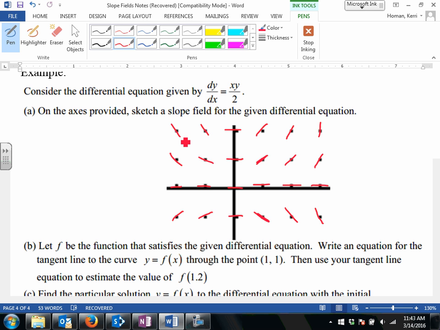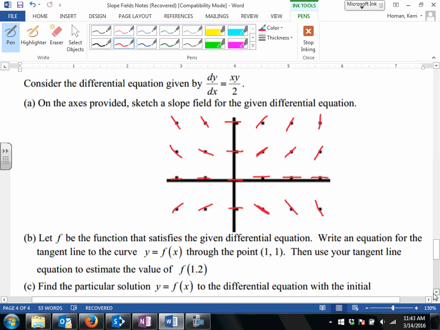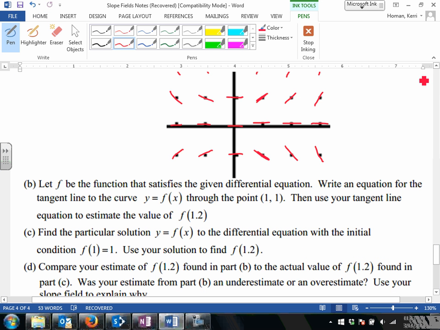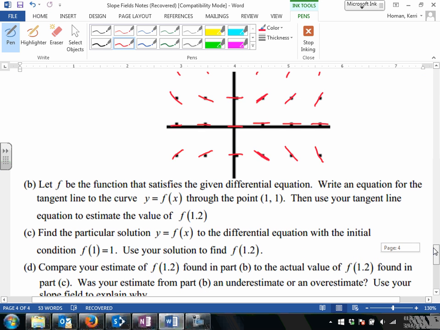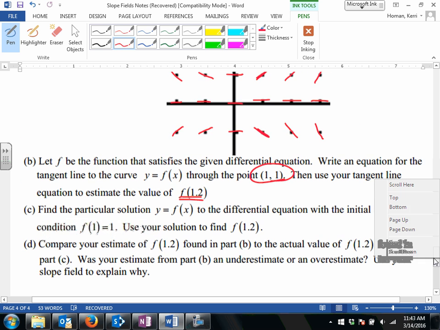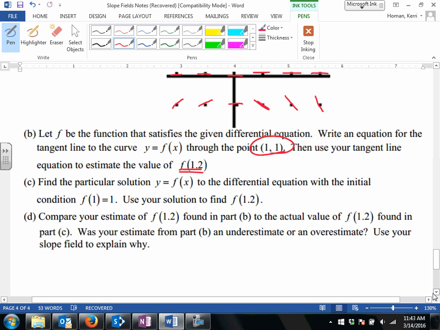Just to save time, we're going to take a time out. We'll come back to that one so you can sketch in your slopes during announcements. But I want to talk about letter B real quick. Letter B is asking us to write an equation for the tangent line to the curve through (1, 1) and then estimate at 1.2. So tangent line at (1, 1). What do we need to write our tangent line? Derivative. What's the slope at (1, 1)? 1/2. The slope is 1/2.